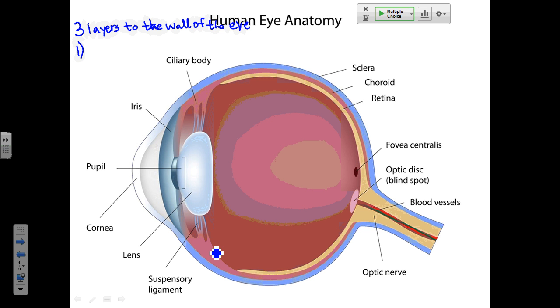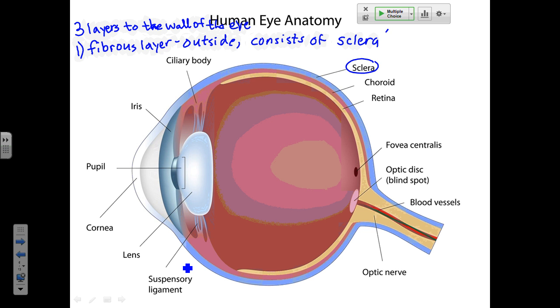Three layers. The first layer is the fibrous layer. This is the outside layer, and it consists of the sclera. That's this. This is the white part of your eye. Right, the whites of their eyes. So the white part of your eye, and the cornea.